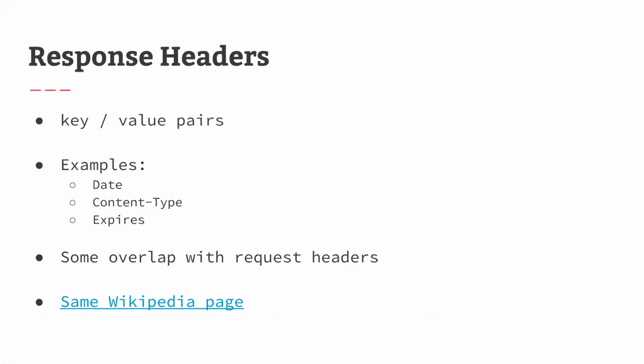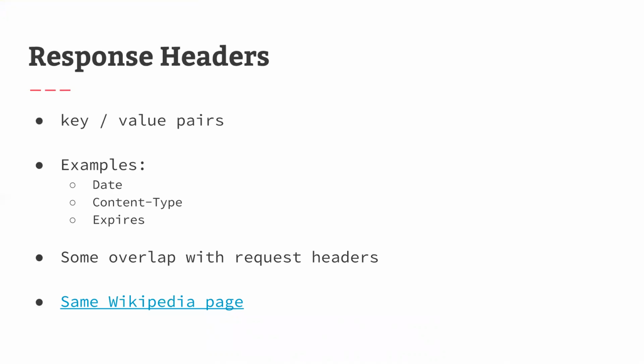Responses have headers too. So responses have a status code and they have headers. The headers are key value pairs, just like the request headers. Some of them are the same, like date and content type. Some of them are different, like expires, for example. There's something that a server needs to tell a client that a client would never need to tell the server, and vice versa. But there's some overlap. I have a link to the same Wikipedia page if you want to look at response headers.